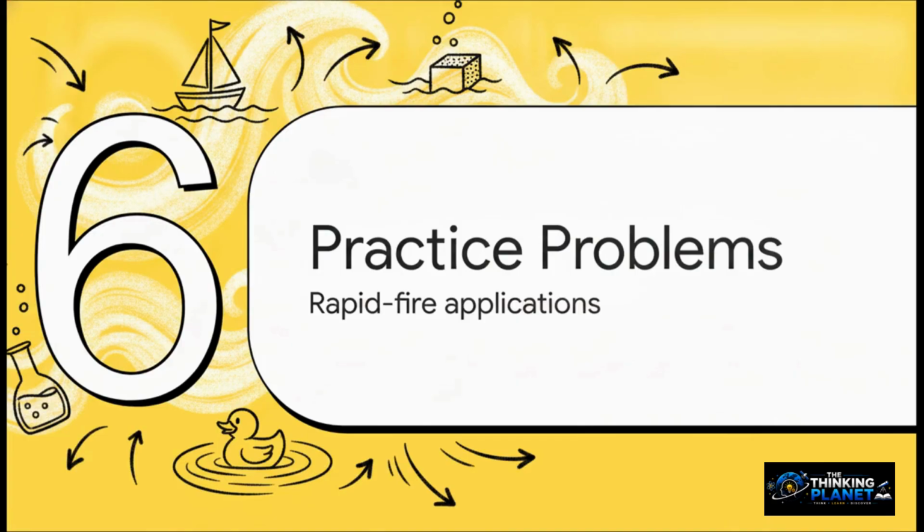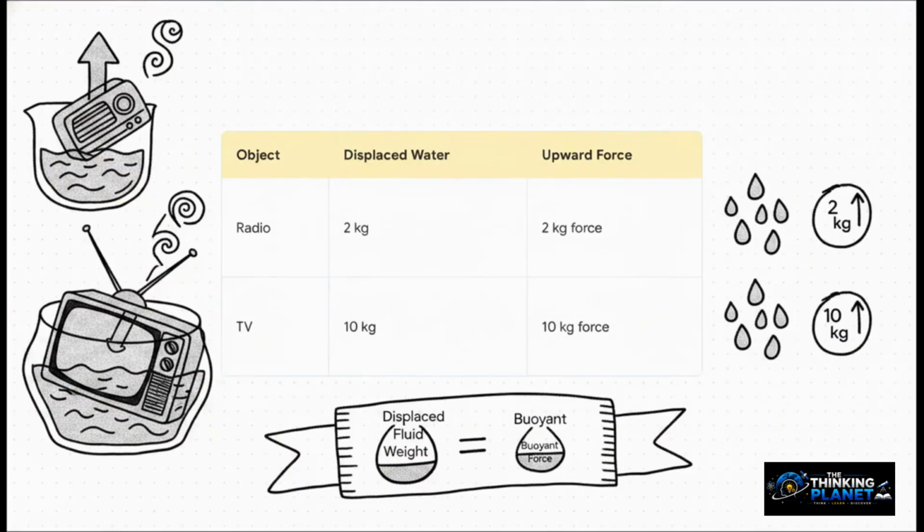Let's run through a few quick rapid-fire applications to firmly cement this concept. Because this rule we just proved, it's completely universal. Let's say you take a radio, you dunk it into a beaker, and it displaces 2 kilograms of water. What's the upward force on that radio? 2 kilograms of force. Now, what if you take a much larger object, like a heavy TV, and you put it into a massive beaker of water? If that TV displaces 10 kilograms of water, you guessed it, 10 kilograms of upward force. No matter what the object is, the upthrust always exactly equals the weight of the fluid pushed aside.